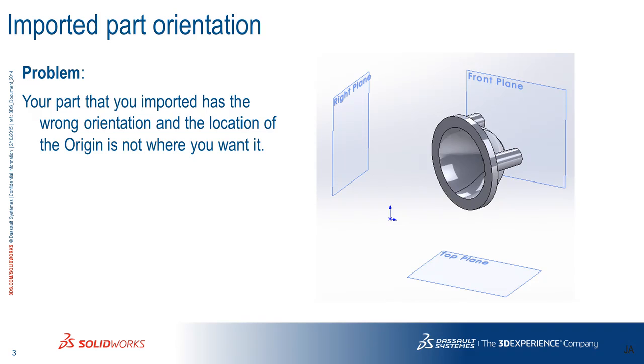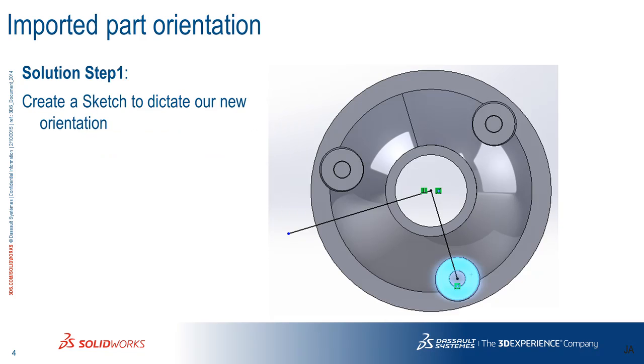All right, so our first problem that we're going to talk about here is imported part orientation. The problem is your part is imported, has the wrong orientation, and the location of the origin is not where you want it. You guys have all seen this on parts that you've downloaded. Everything's askew from where it needs to be. So how do we correct this?